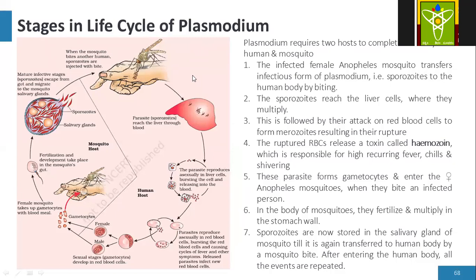Okay, there is one interesting technical question by Harish. If the infected mosquito again bites the same patient, the recovered person, can he get malaria again? Okay, this point is to be remembered.